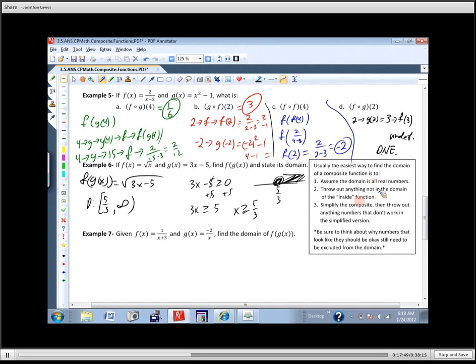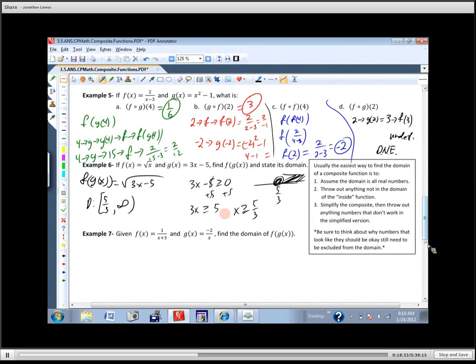So the first thing we do is assume you can plug in anything you want, because most functions that we deal with don't have domain issues, so all real numbers. Throw out anything that is not in the domain of the inside function. So here was the inside function. Do we have to throw anything out of that? Nope. That's all real numbers. And then it says simplify the composite, then throw out anything that doesn't work in the simplified version. So here's the simplified version, and we know we can't take the square root of a negative, so we just figure out what the domain is based on what part is greater than or equal to 0.